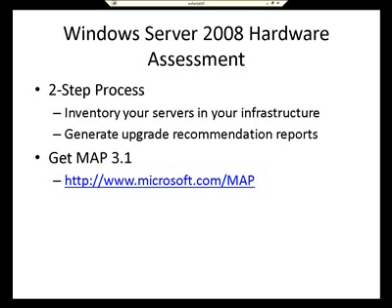So first, let's talk about how to use the Windows Server 2008 hardware assessment feature of this Microsoft Assessment and Planning tool. There are two steps to it. The first will give you the ability to identify and inventory your servers across your infrastructure. And then secondly, we'll go through the auto-generated upgrade recommendation reports, through several spreadsheets and Word documents generated by the MAP Toolkit, so that you'll be ready for the next step, which is server virtualization.